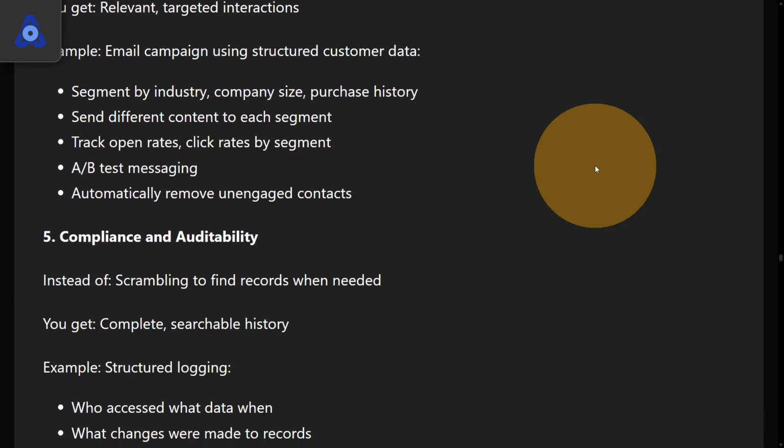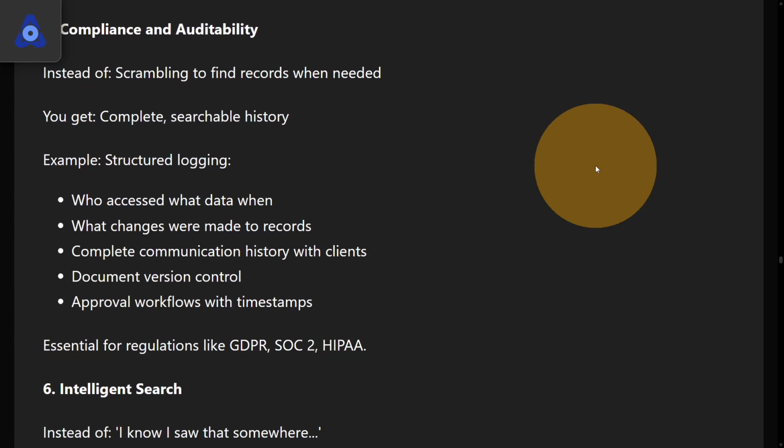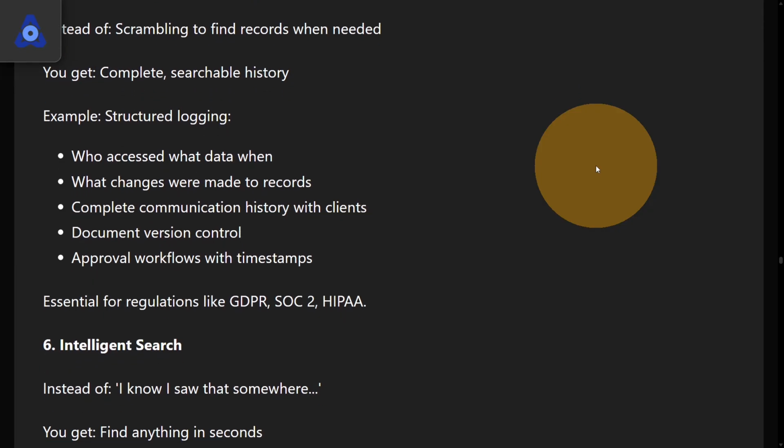5. Compliance and auditability. Instead of scrambling to find records when needed, you get complete searchable history. Example, structured logging. Who accessed what data when? What changes were made to records? Complete communication history with clients. Document version control. Approval workflows with timestamps. Essential for regulations like GDPR, SOC 2, HIPAA.